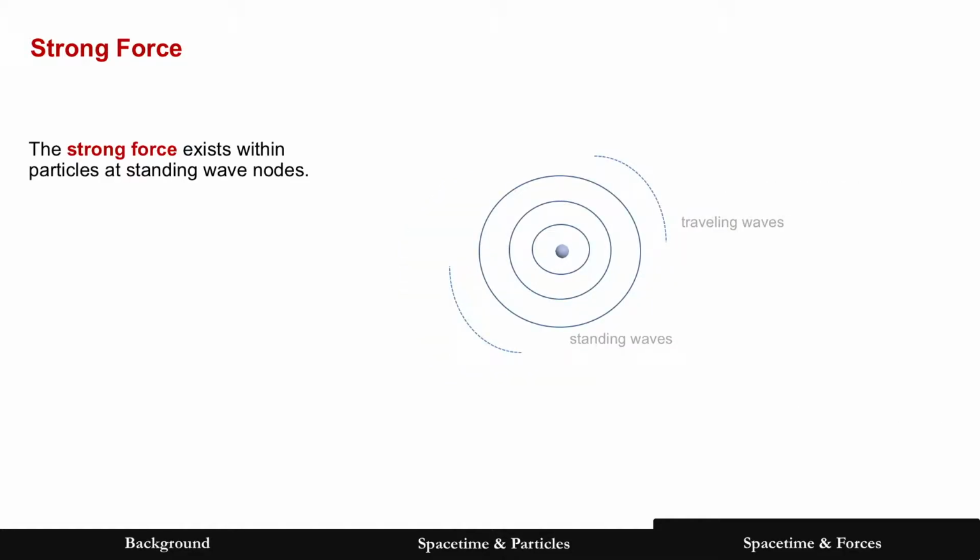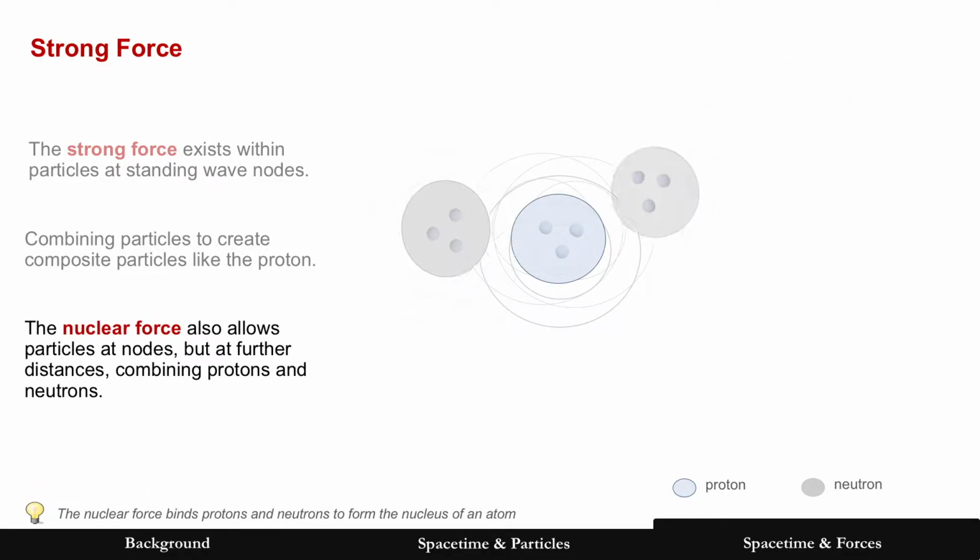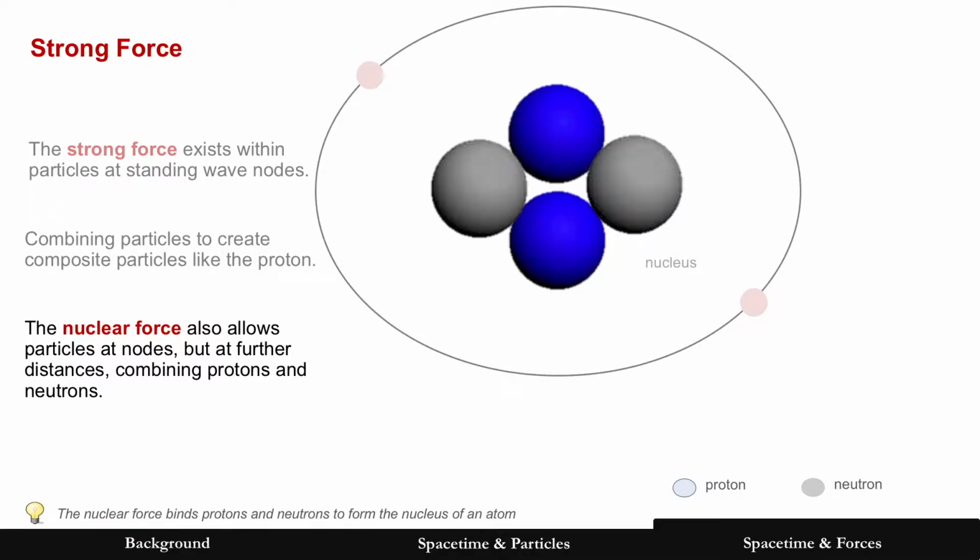The strong force only exists within particles at standing wave nodes, as described earlier as a stable point. Beyond there, we're going to talk about the electric force in just a second and why it changes. But imagine now particles residing at those standing wave nodes creating composite particles, and that's exactly what the proton is. The proton is a composite particle. And then imagine other composite particles now merging. Same rule applies here as the nuclear force, which is really the residual of the strong force, all binding together to create the nucleus of an atom.